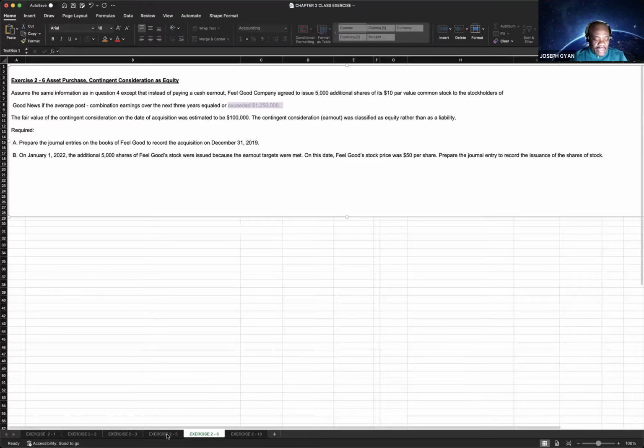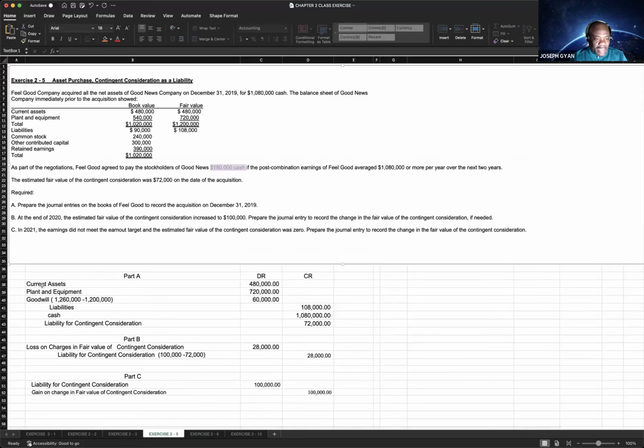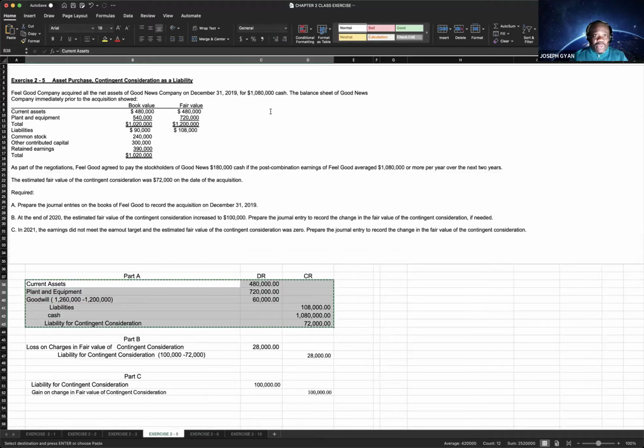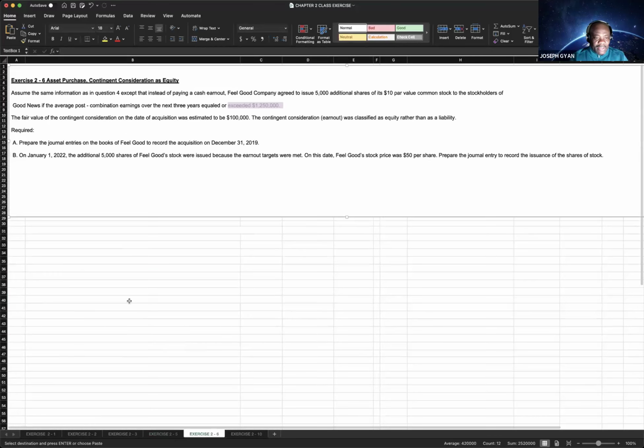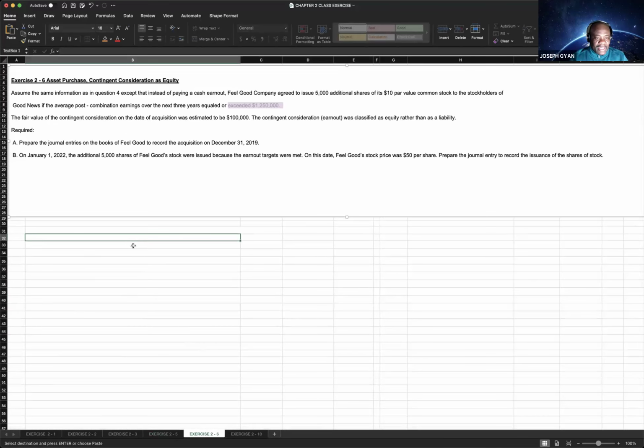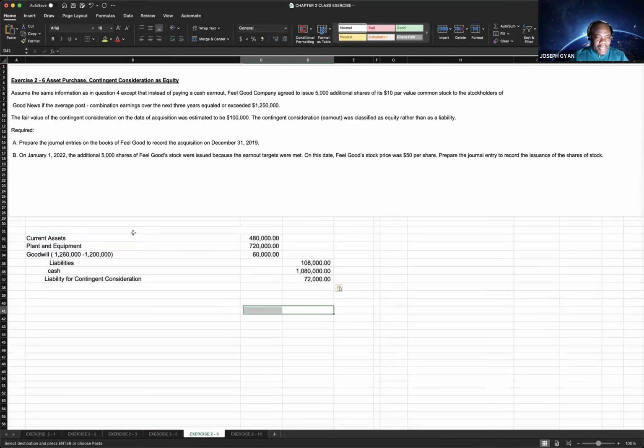So we can just repeat the same thing that we did here and just look at here. I'm going to repeat the same thing here. I will change the liability to stock. So let me see if we can do that. I hope so. Let me see, please. Okay, so let's see. This is part A.